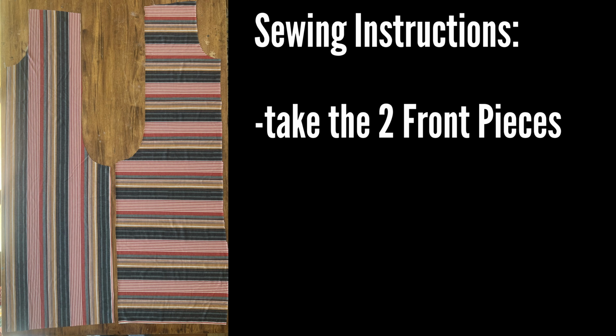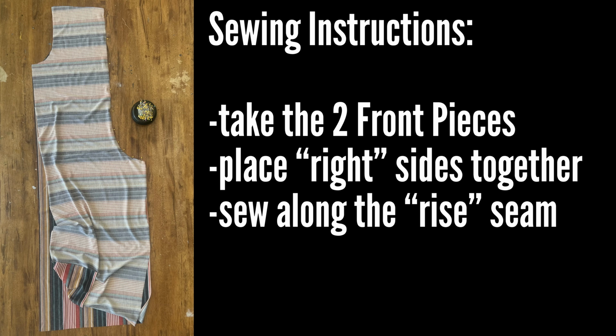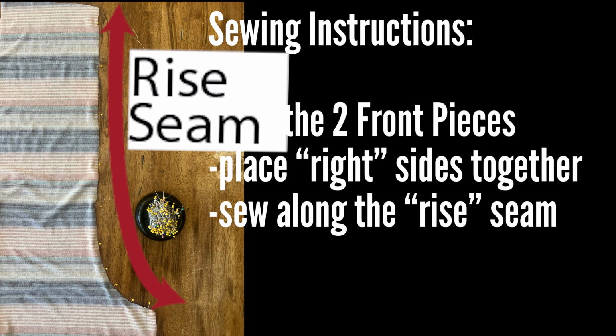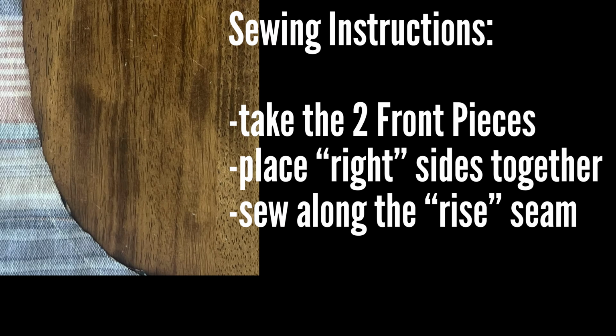Okay, once you get all your pattern pieces cut out, the first step is to take the two front pieces and sew that front rise. So it's a long center front and then under the little crotch area. So it's called the rise seam. So here I have it pinned together. I'm going to take it to the sewing machine, and there you go.